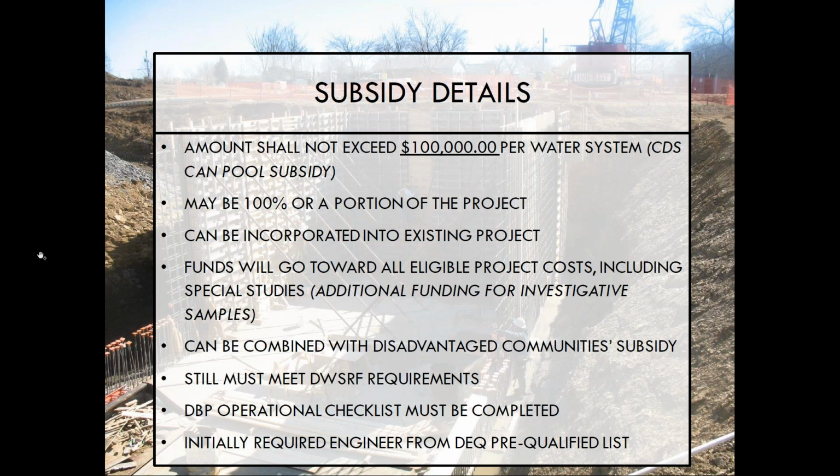So the system I was talking about that was converting to chloramines, they got an additional 100,000. So then they had 700,000 to contribute to their project. So it was a good chunk of their project they got with subsidy money. They still have to meet DWSRF requirements, as I said. That includes things like having a resident inspector, the Oklahoma Competitive Bidding Act requirements, Davis-Bacon, American Iron Steel, and more.